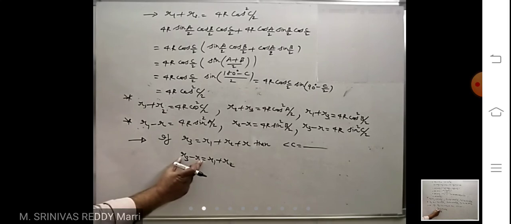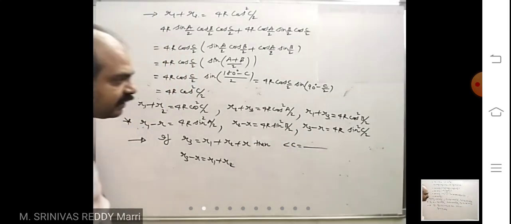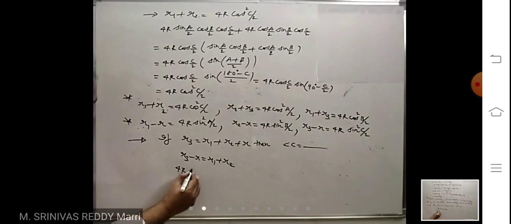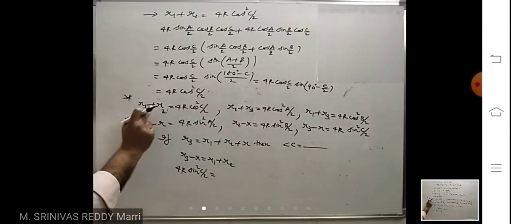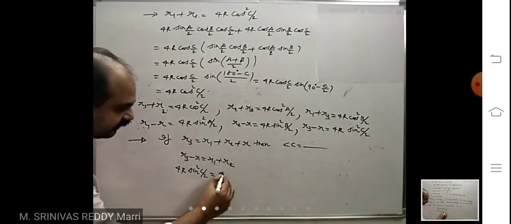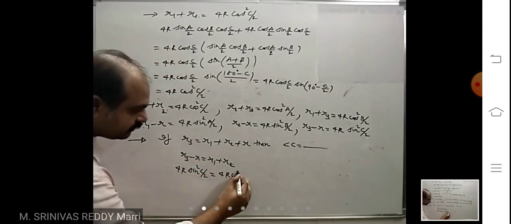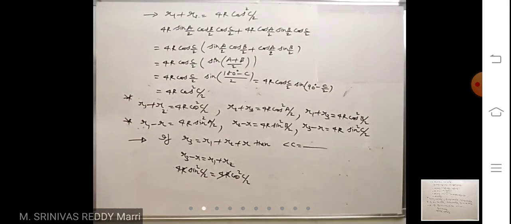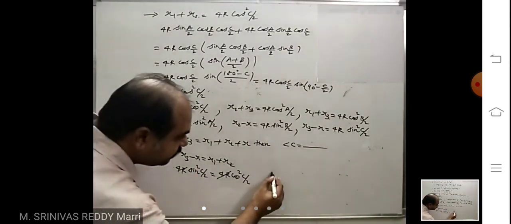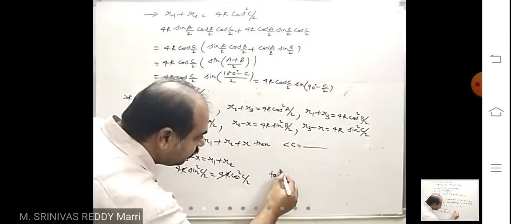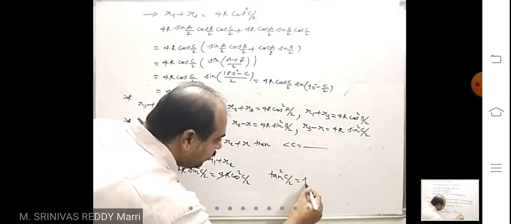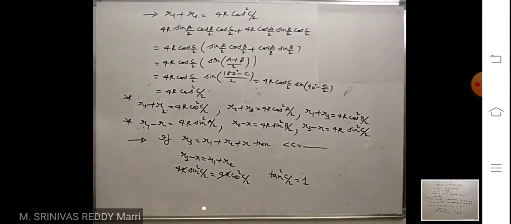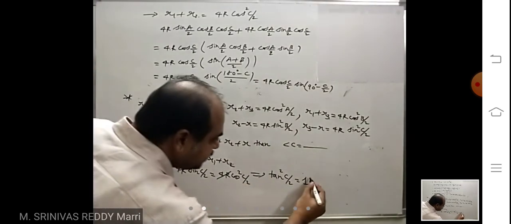So what is R3 minus R? R3 minus R is 4R sine square C by 2, easily you can write. Equal to R1 plus R2, which is 4R cos square C by 2. So this 4R will get cancelled. Bring cos square C by 2 to this side. Therefore, sine square C by 2 divided by cos square C by 2 is nothing but tan square C by 2.